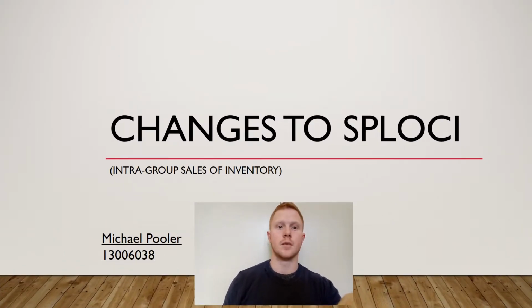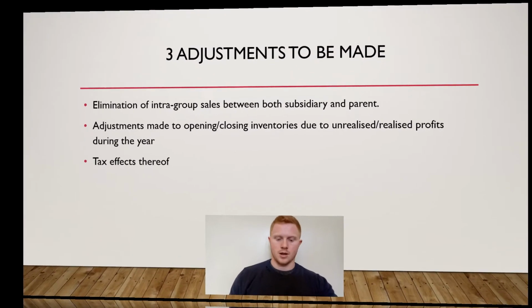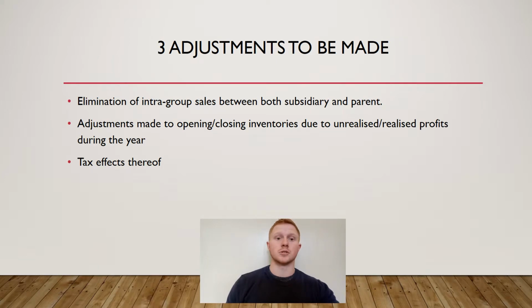Good morning. Today we shall be looking at the changes in the statement of profit or loss, or other comprehensive income. There are three main issues that we shall be discussing. The first is the elimination of the intragroup sales between both the subsidiary and the parent. The second will be adjustments made to the opening and closing inventories for the unrealized and realized profits during the year. The third one is the tax effects thereof.